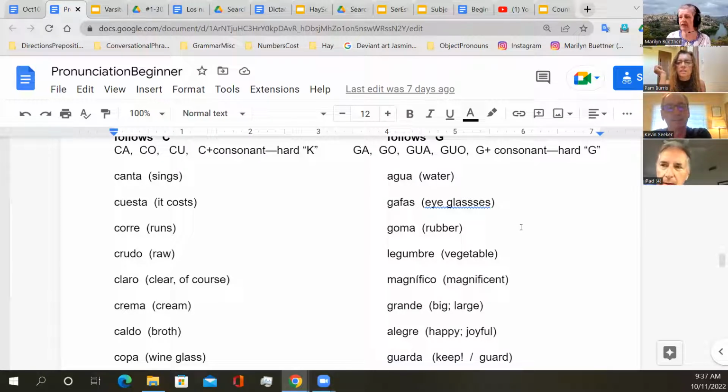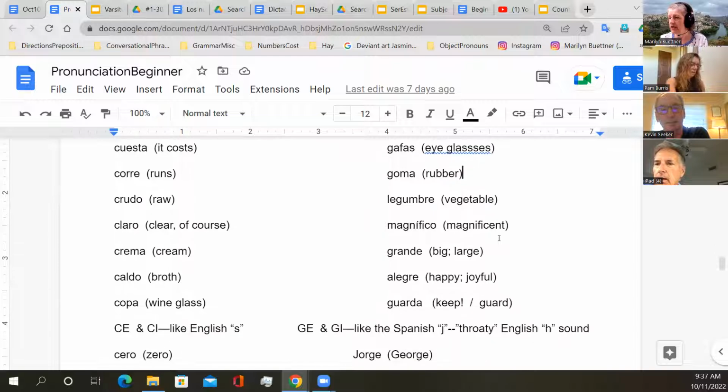Gafas is one of the two words they use for eyeglasses. Lentes is the other one. It's a regional variation; people use one word or the other. Gafas. Okay. Next, the thing they make tires out of: goma. Goma.